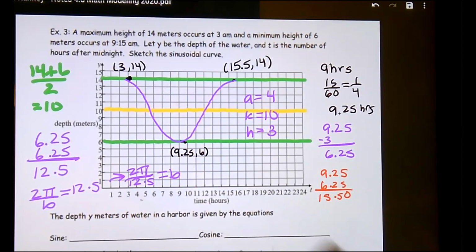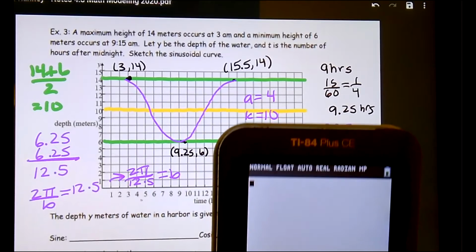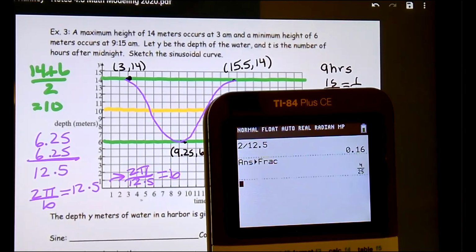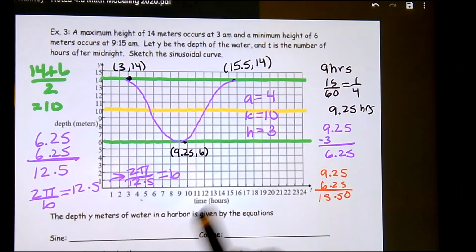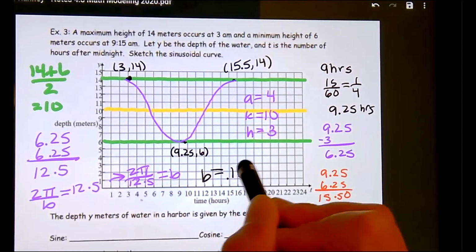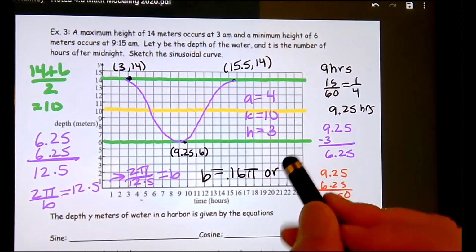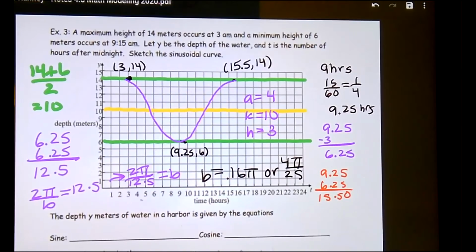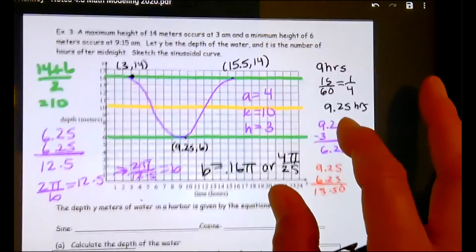Now, I'm not going to put the pi in my calculator, but I'm going to see if 2 divided by 12.5 is nice. It actually is 0.16. If I wanted it as a fraction, it's 4 over 25. So I can either do 4 pi over 25 or 0.16 pi. Both of those end up being the same. So that's my B.